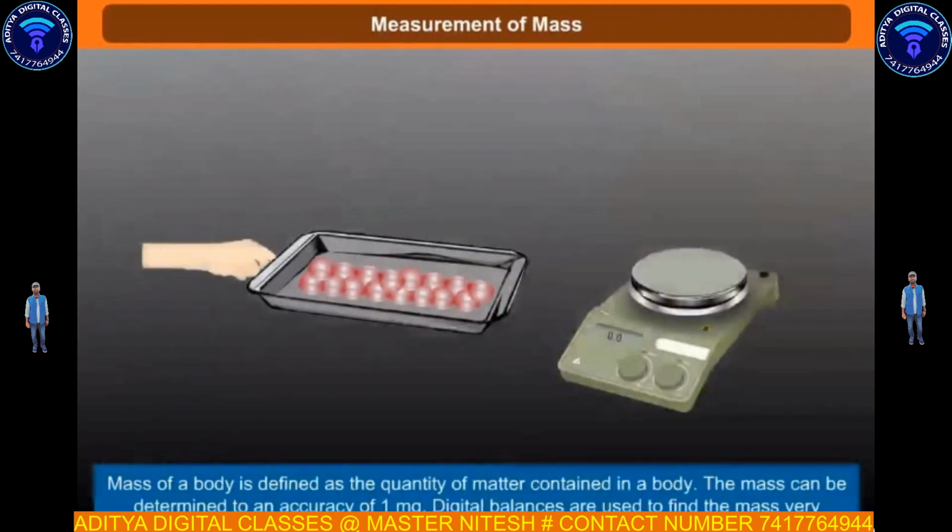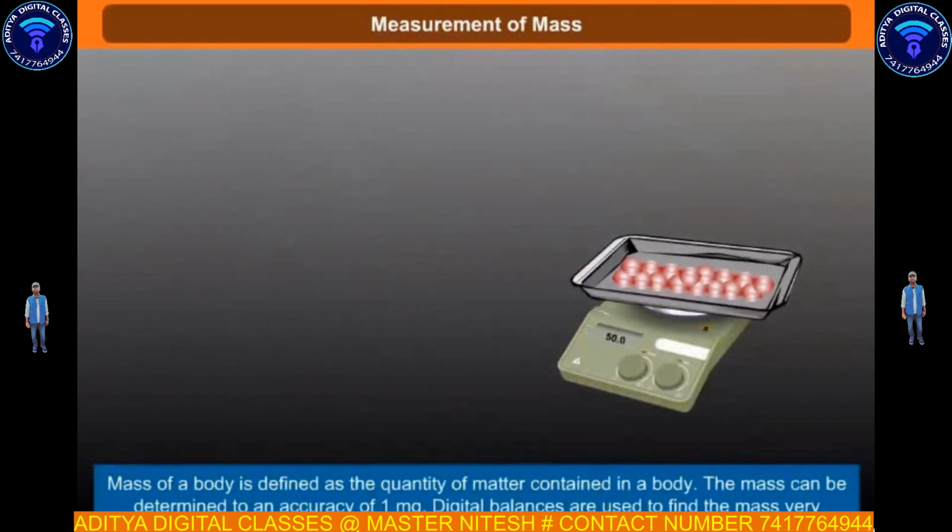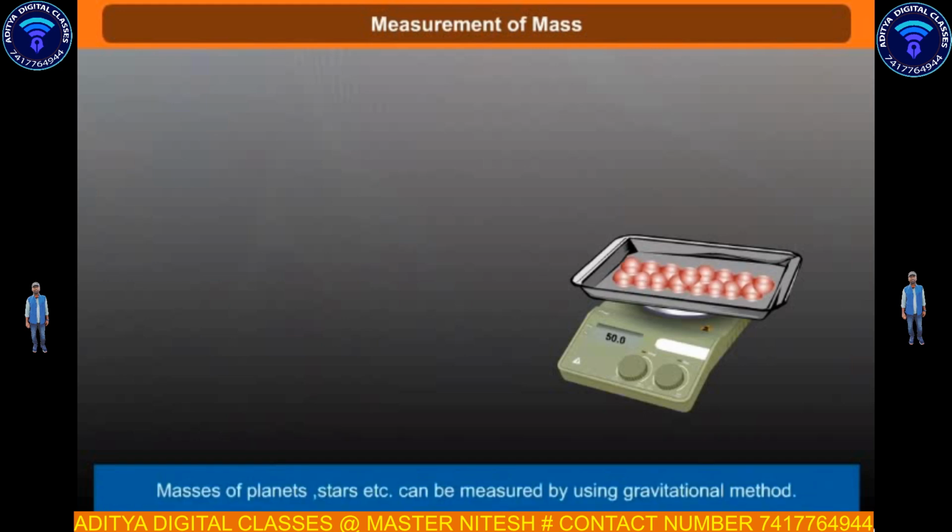Mass of a body is defined as the quantity of matter contained in a body. The mass can be determined to an accuracy of 1 milligram. Digital balances are used to find the mass very accurately. Masses of planets, stars, etc. can be measured by using the gravitational method. A mass spectrograph is used to measure small masses of atomic or subatomic particles.